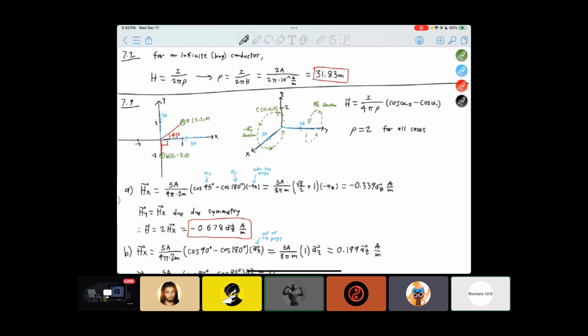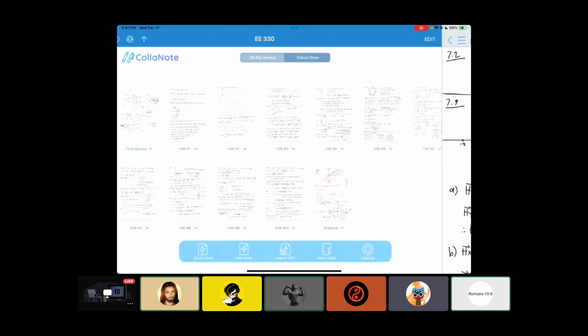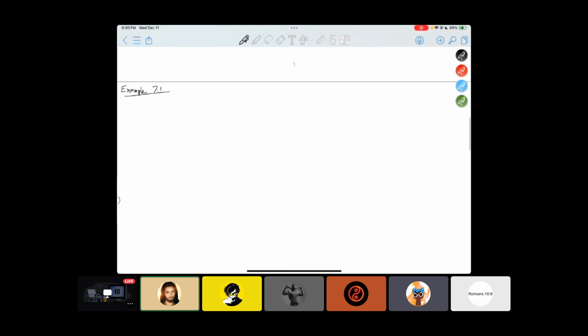Which example problem did he go over exactly for that? Example 7.1. He went over a couple actually: 7.1, 7.2, 7.7. You know what? Forget it. Let's do example 7.1. We need to actually know what we're doing. Okay, we're doing 7.1.